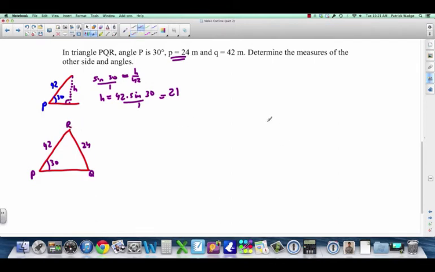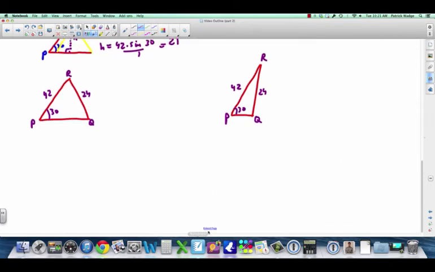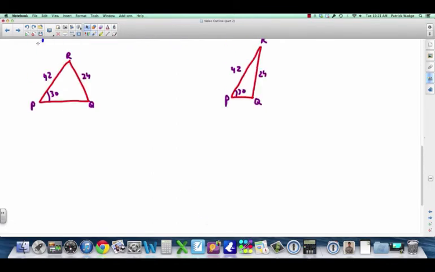The other one, which I'll draw over here, looks something like this. You have angle PQR again, still 30 degrees, still 42, and still 24, but this time the 24 was in here, right? One side came out this way, the other side went in that way, and they're the same length. And of course this would have to be extended to there. Okay, so now what you have to do is you have to solve both of these by using the sine law and stuff. So let's start with this one.